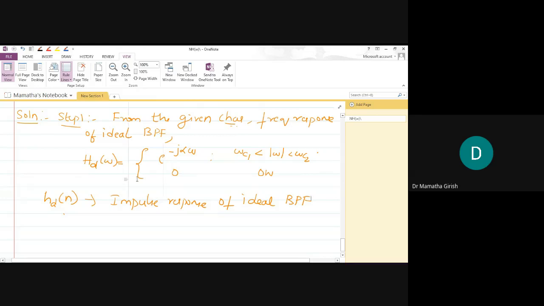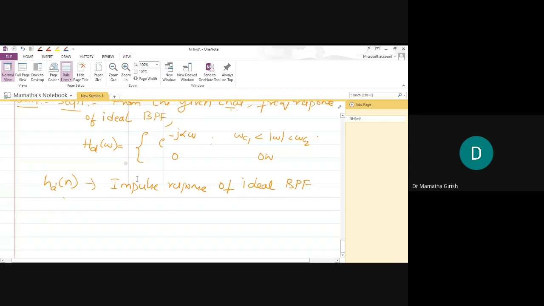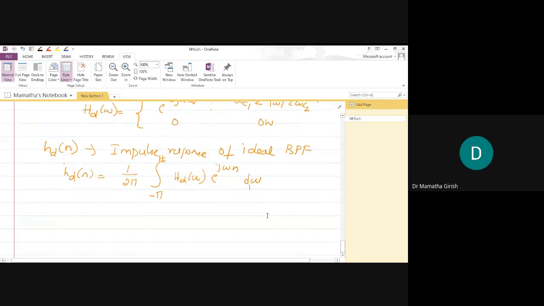What is hd of omega? It is the frequency response of the given ideal band pass filter. So knowing hd of omega, the expression for hd of n goes like this: hd of n is equal to 1 divided by 2 pi times the integral from minus pi to plus pi of hd of omega into e power j omega n d omega. This is the normal DTFT formula.